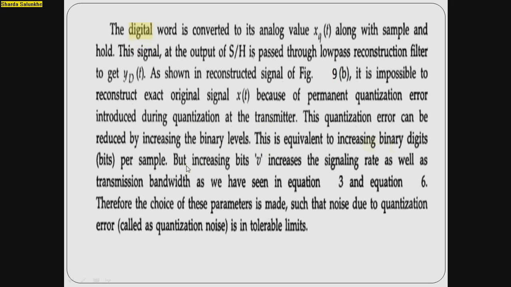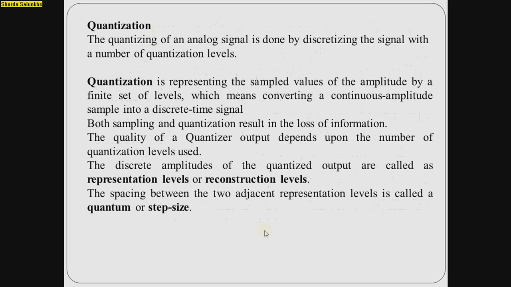So but increasing the V, increasing the signaling rate, as well as the transmission bandwidth. As you know from the transmission bandwidth equation, if you increase the signaling rate, the bandwidth will increase. Therefore the choice of these parameters is made such that the noise due to the quantization error, called the quantization noise, is within a tolerable limit. So that noise should be within the tolerance limit.